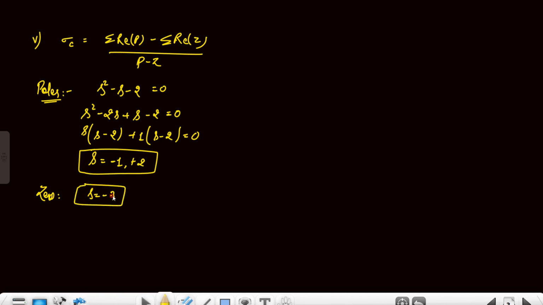So these are the real poles and zero. The centroid will be the summation of the real parts of poles: minus 1 plus 2, then minus of this minus 3, upon P−Z which is 1. So the centroid is lying at 4.